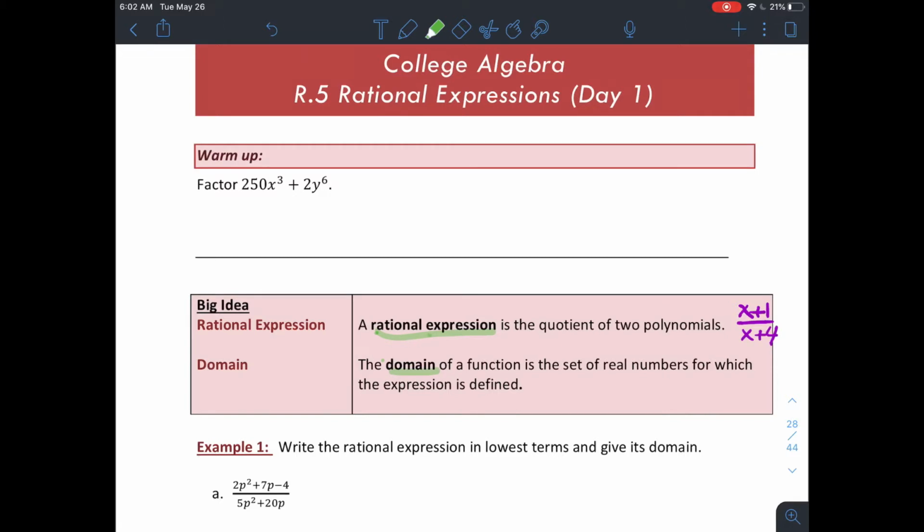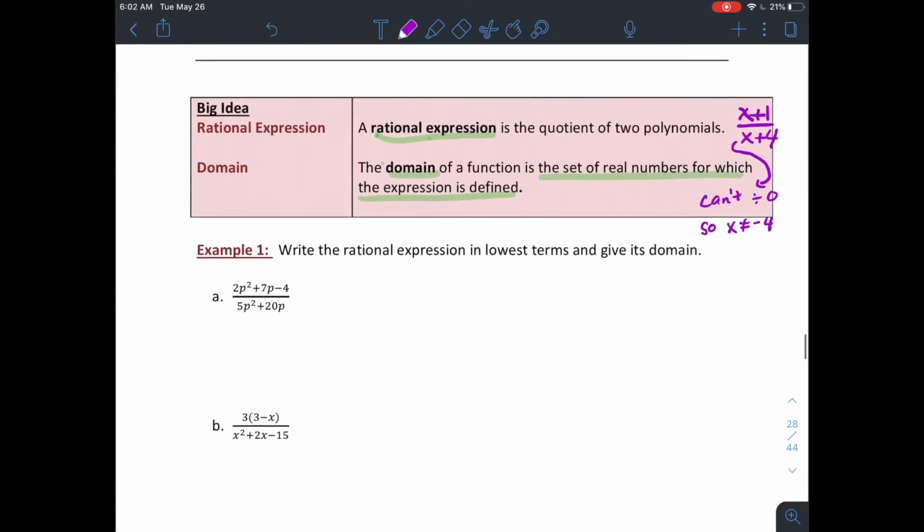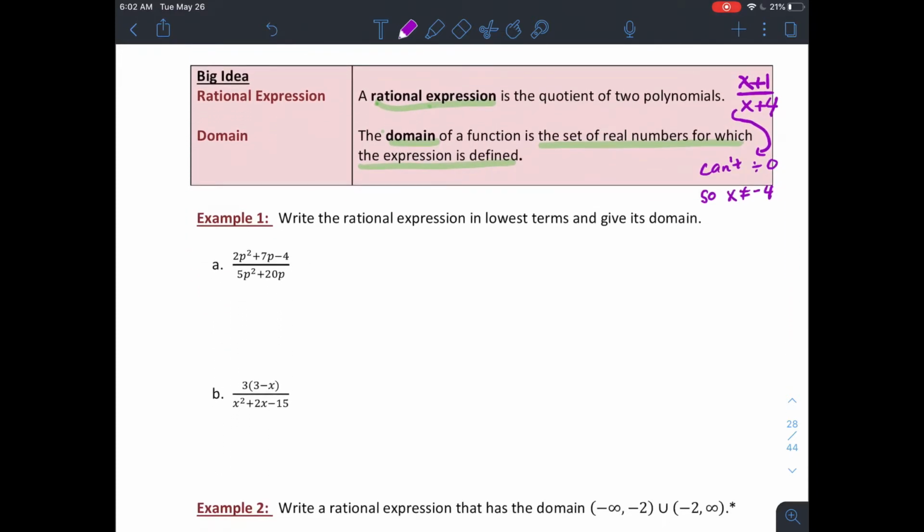The domain of your function, quick reminder, is the set of all real numbers for which your expression is defined and gives you real numbers out. So domain consists of all the values you can plug in that give you real numbers out. They can't make you do things like divide by 0. So in the example that I just gave you, you can't have a value of -4 for x in your domain. Everything else would be fine.